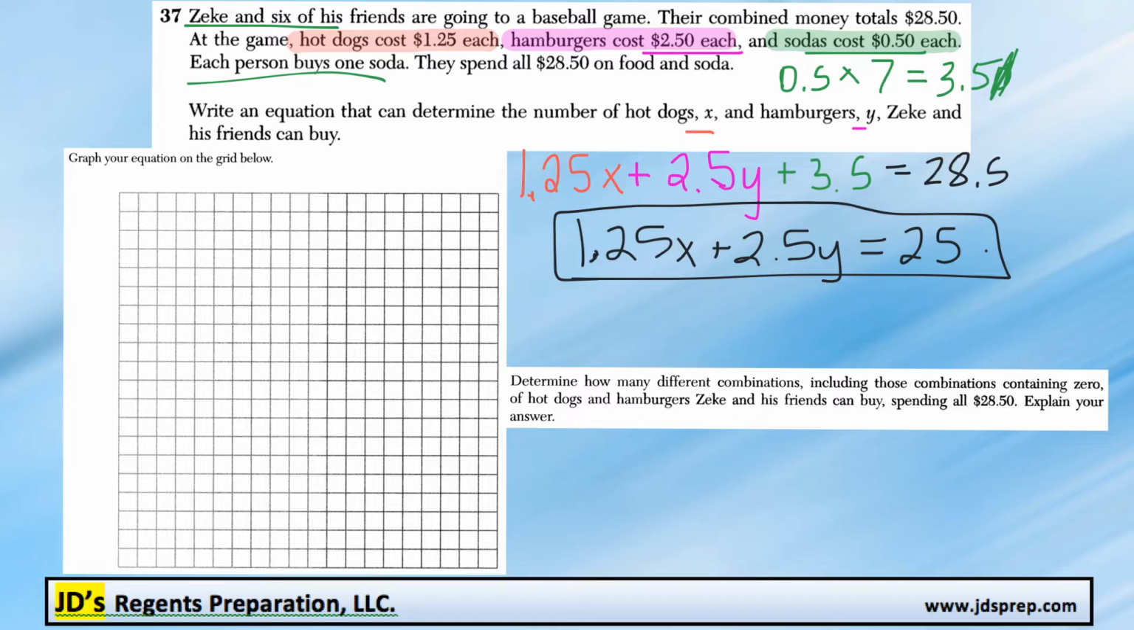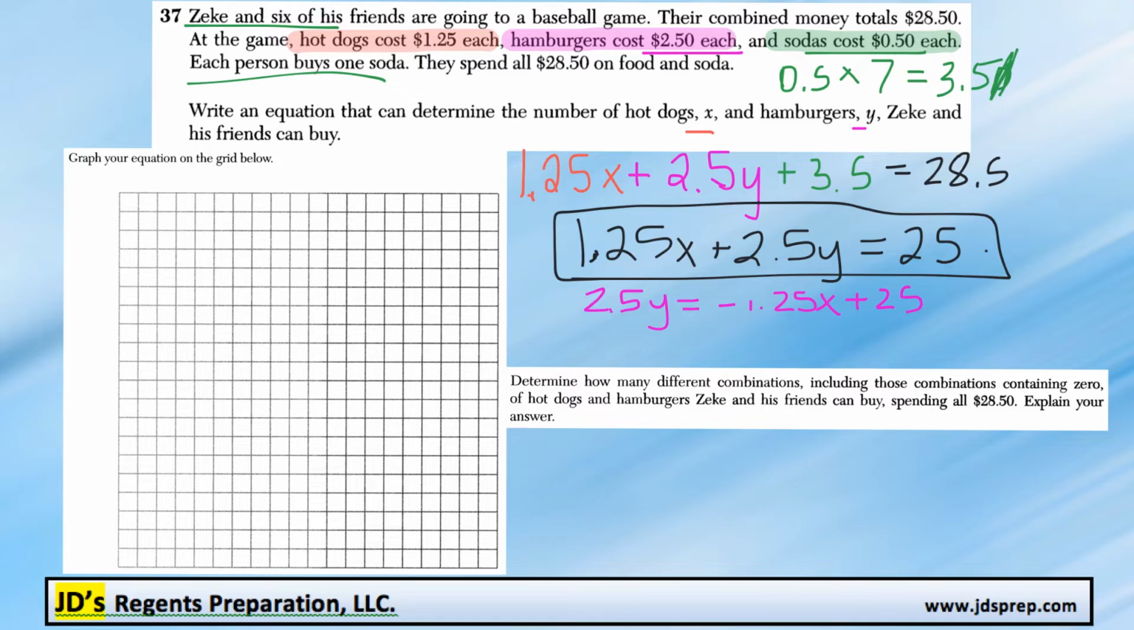Part 2 says to graph the equation on the grid below. Now, in order to graph this, we need to isolate y. So we're going to do that next. We can start by subtracting 1.25x from both sides. So we would get 2.5y equals negative 1.25x plus 25.